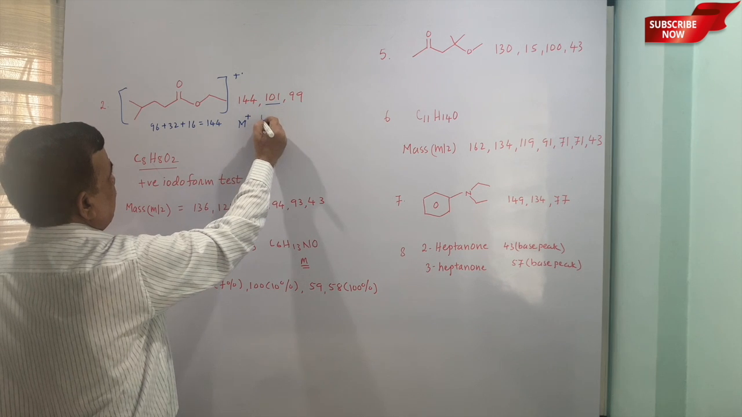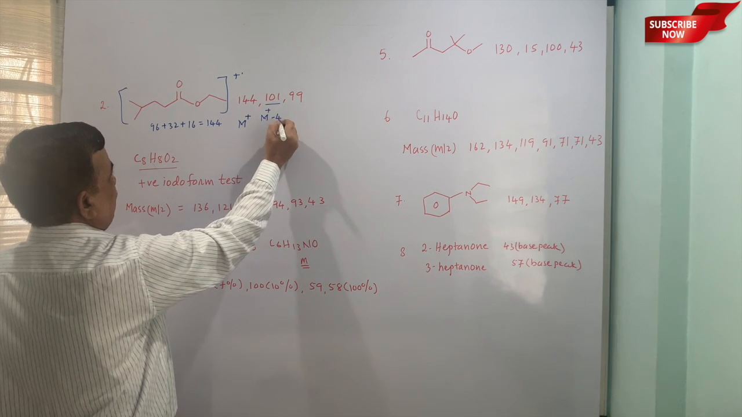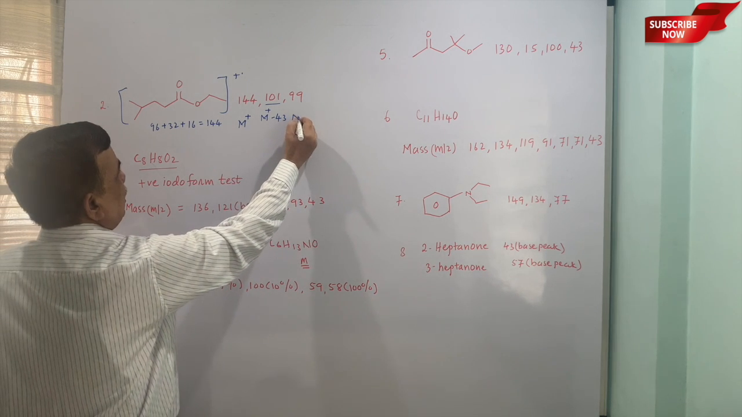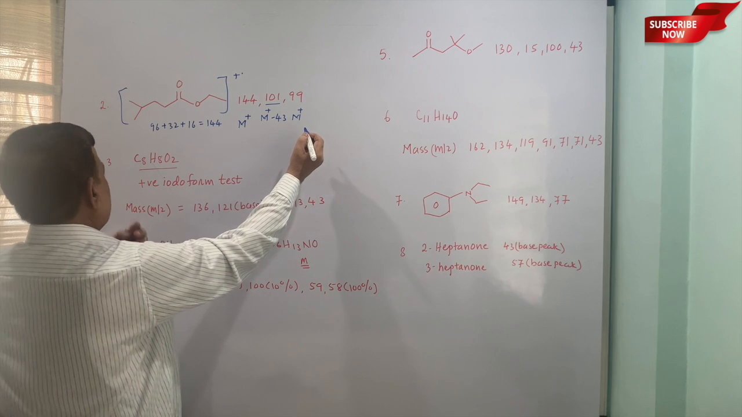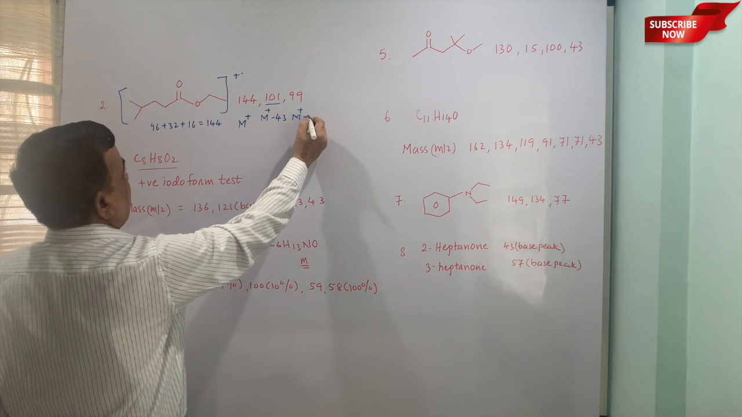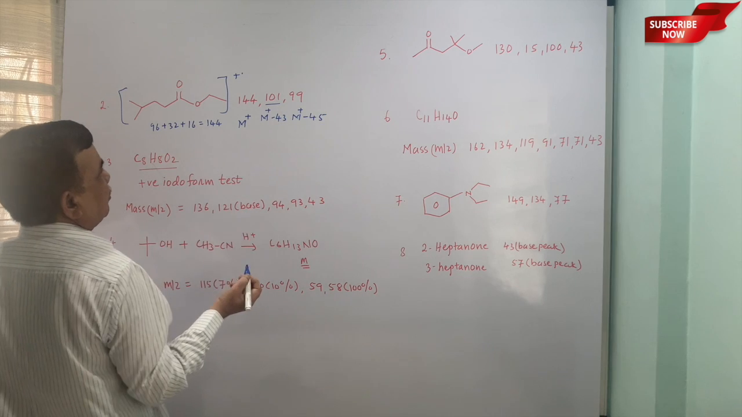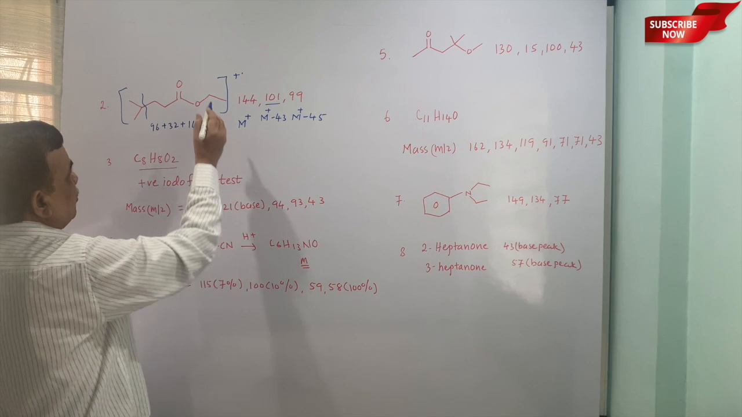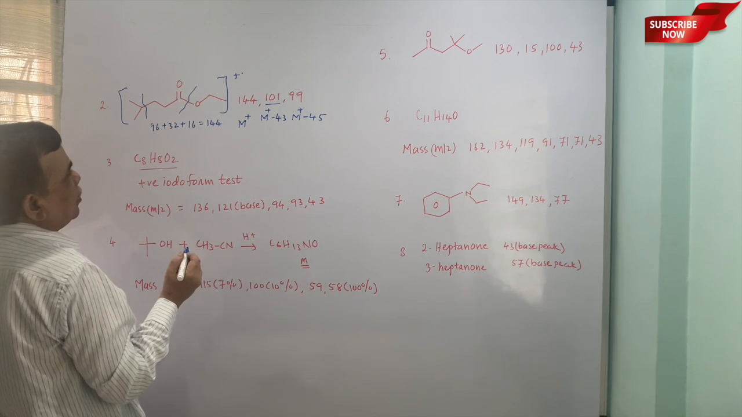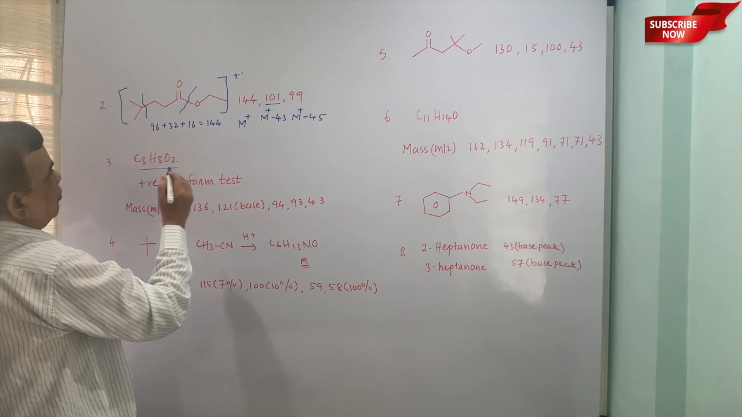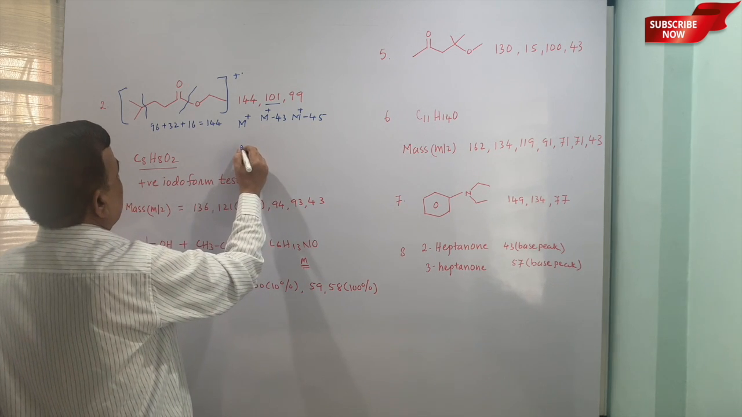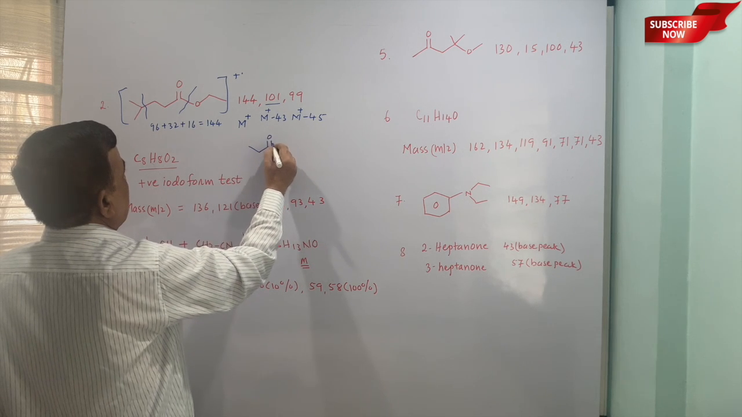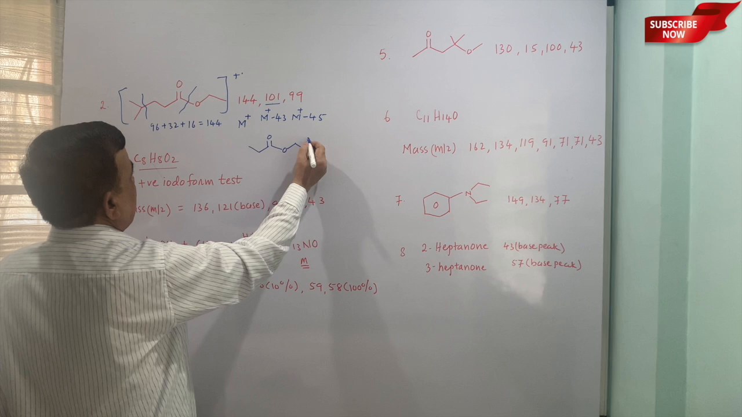104 is M plus minus 43, and this is M plus minus 45. Okay, so 43 is this fragment, 45 is this fragment. So accordingly you have to show the fragments. So I will just draw the structures directly.